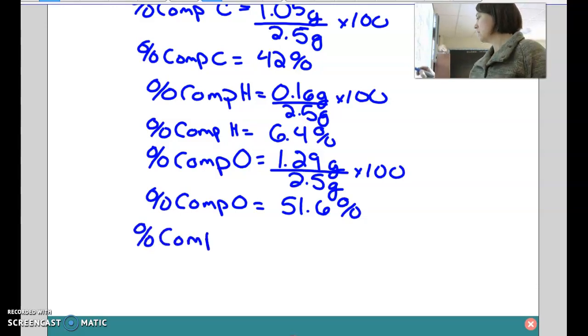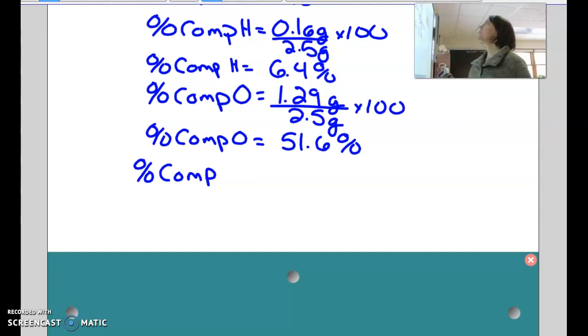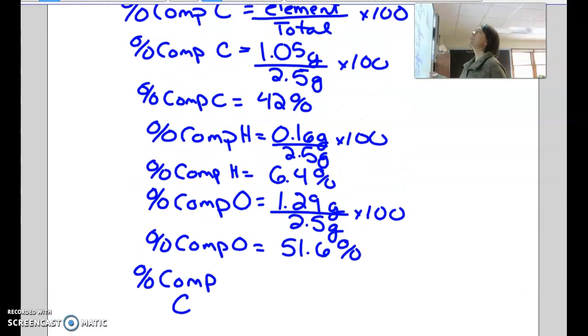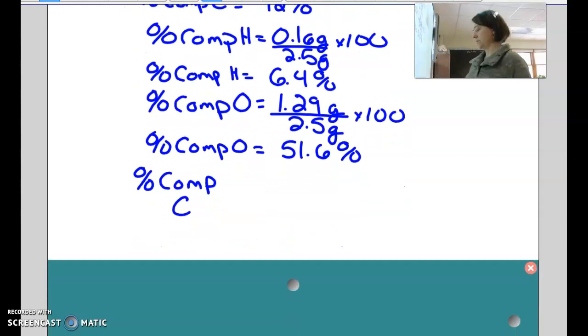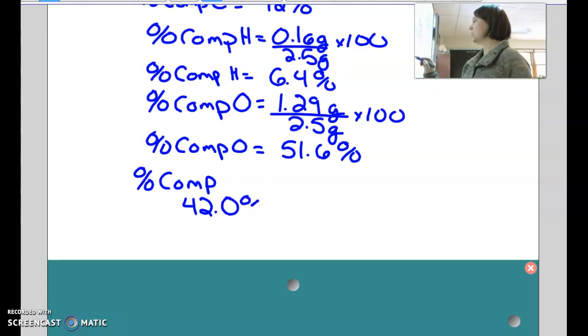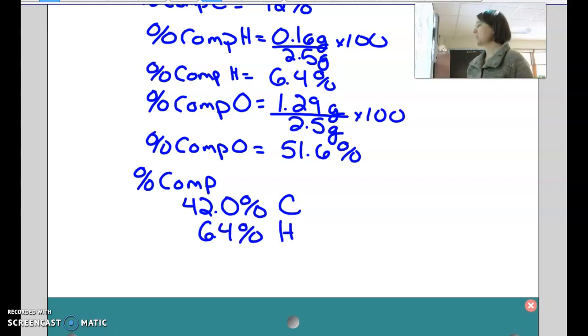Alright, we'll write it very nicely for everybody. Percent composition: we had first carbon, which is 42%. I'm going to rewrite this differently. 42.00, because it is exactly 42%. And then I had 6.4% hydrogen and 51.6% oxygen.